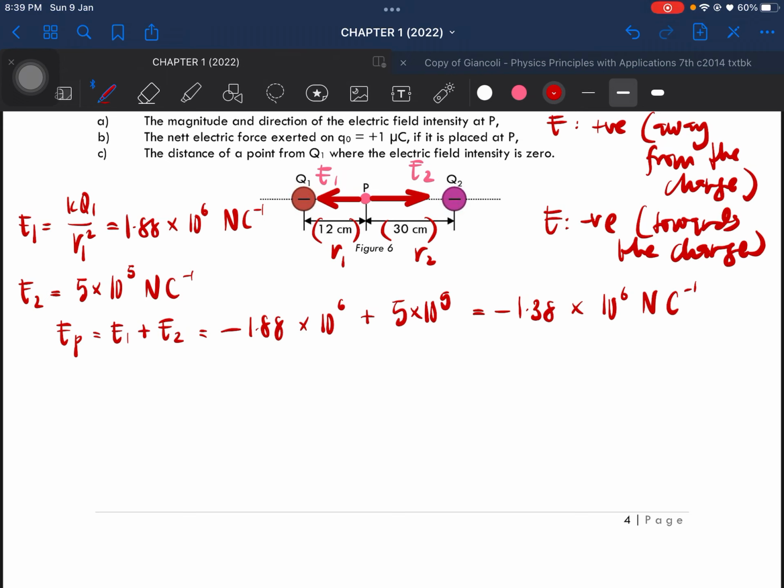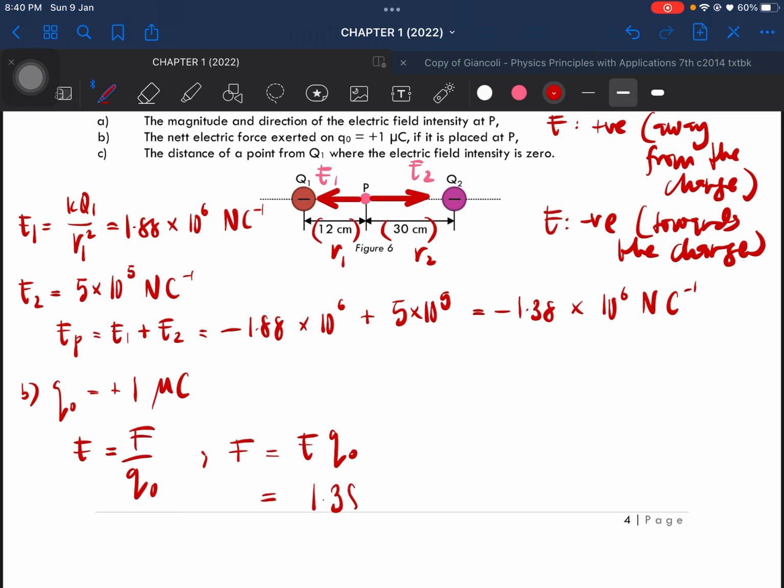Alright, and then question B: the net electric force exerted on a charge of plus 1 microcoulomb if it is placed at point P. This is basically applying this formula. The value of F is just the product of these two, and you should get the value of 1.38 Newton. Oh, don't forget to write the direction. This is to the left because it is negative.